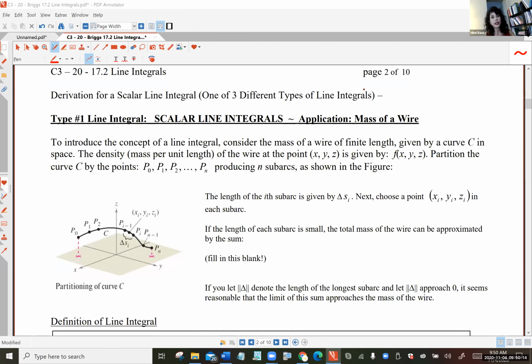Now let's do a quick derivation of a type 1 line integral. So the type 1, the only application that I know of that's legit and matches real life is finding the mass of a little wire. That's it. Now, other people may explain it in other ways.